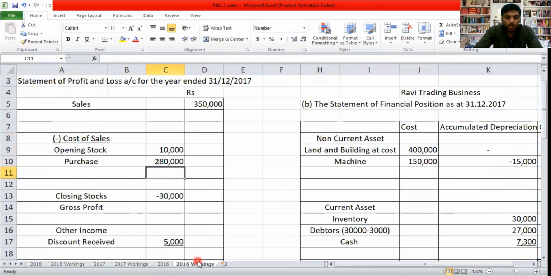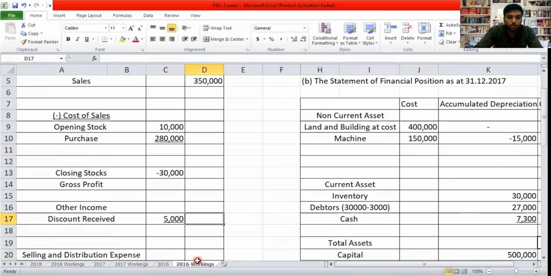So 10,000 plus 280,000 will give you 290,000 on cost of sales. When you are adding opening stock and purchases, you get 290,000, and this you need to deduct by closing stock 30,000, you will get 260,000. Always remember cost of sales is a minus figure. So 350,000 minus 260,000, you will get gross profit of 90,000, right?